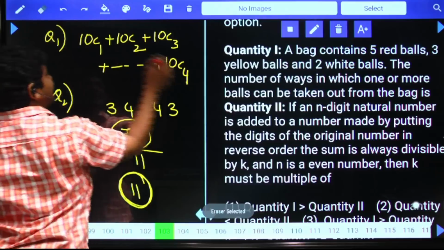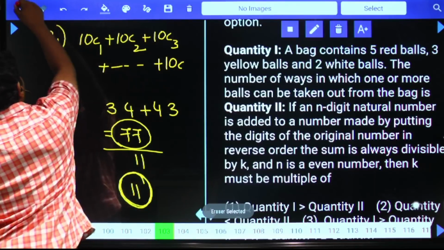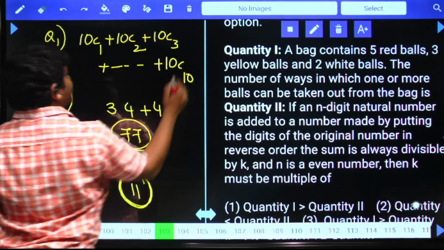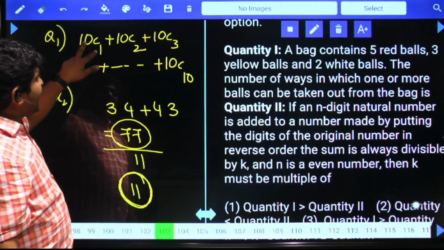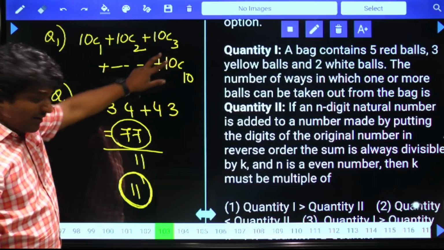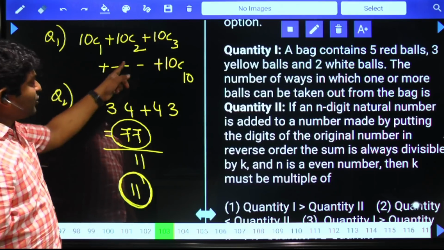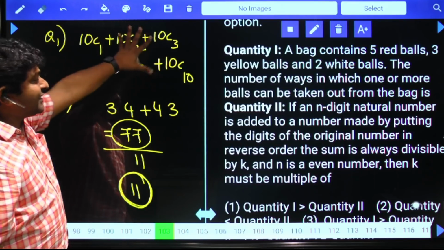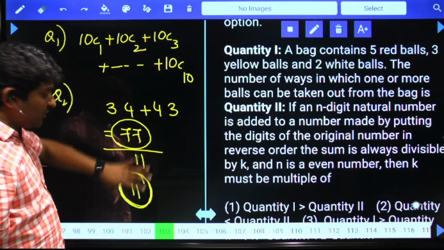10C4 కాదు ఇక్కడ 10C10. Sorry. 10C10. Now, 10C1 in the sense 10. And apart from that, you have much more to add here. But here it is 11 only. So Q1, without actually calculating this, we can definitely answer Q1 is more than Q2.